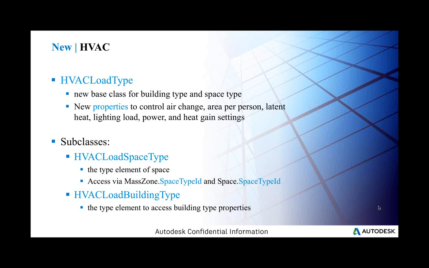Then for some MEP functionality, in HVAC we have an HVAC load type as a new base class for the building type and space type. New properties on this load type control the air change, area per person, latent heat, lighting load, power and heat gain settings required. And from this base class we have subclasses to define the different space types and building types and the properties associated with those.